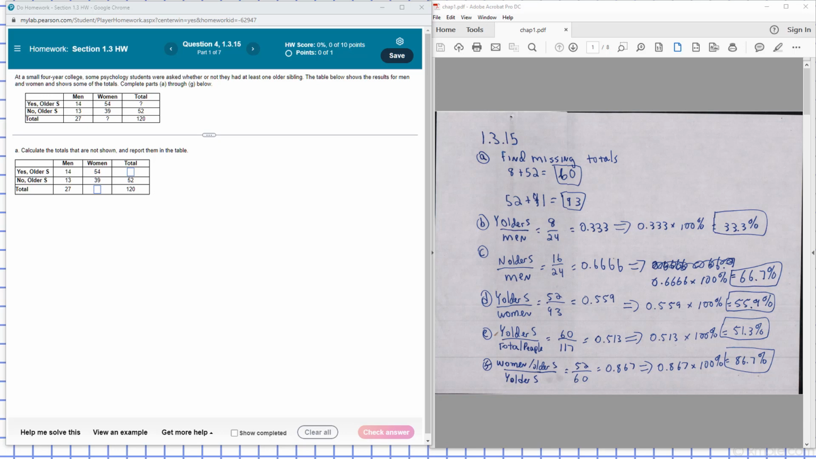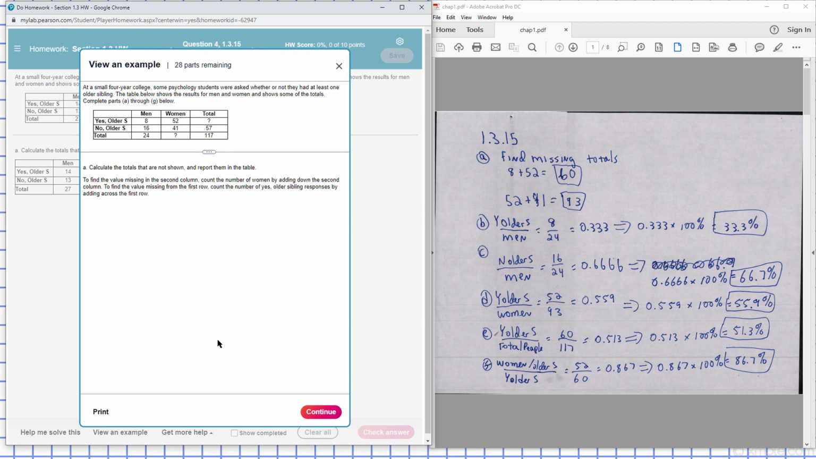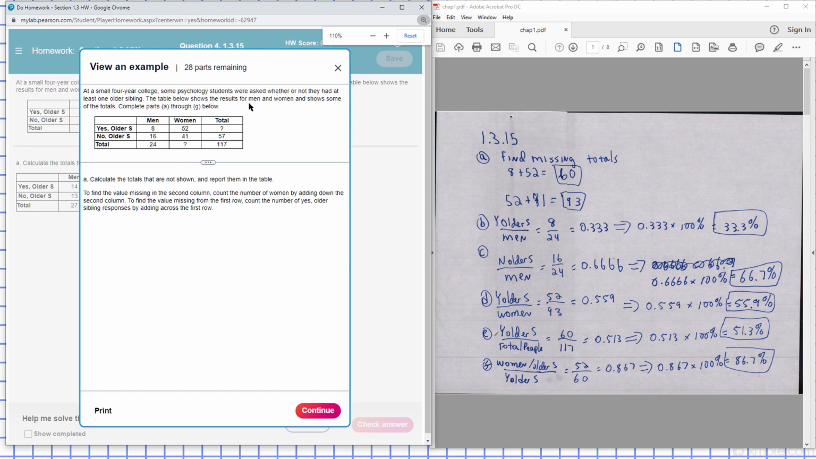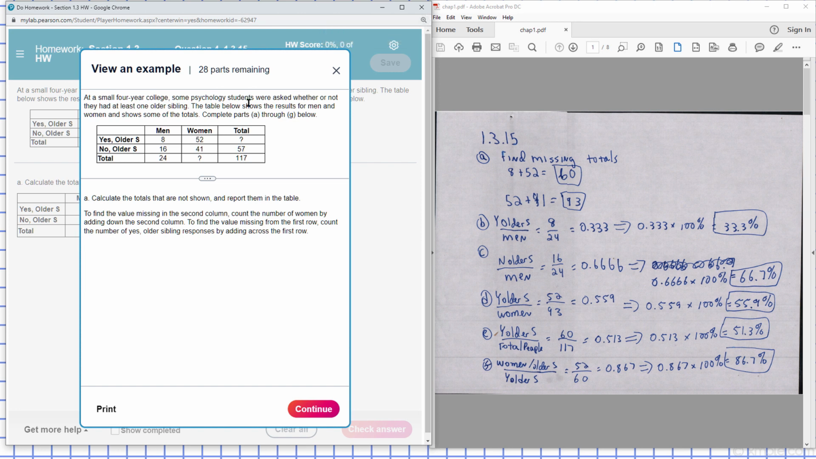Now this particular problem here, this is chapter 1, section 3, problem 15. Let's look at a problem like it. At a small four-year college, some psychology students were asked whether or not they had at least one older sibling. The table below shows the results for men and women and shows some of the totals. Complete parts A through G below so you can see some of the totals that are missing.